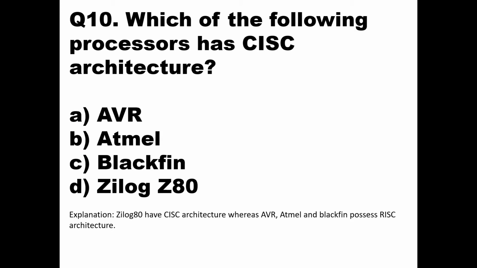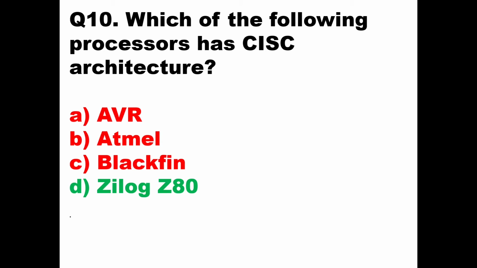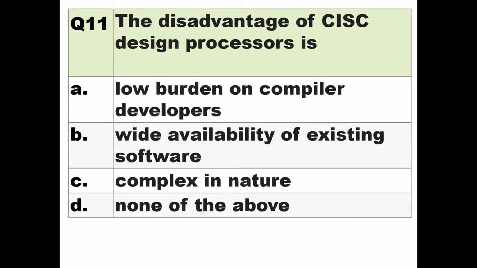Which of the following processors has CISC complex instruction set architecture? The options are AVR, Atmel, Blackfin, and Zilog Z80. Out of these, the first 3, AVR, Atmel, Blackfin, are based on RISC architecture. Whereas the last option, Zilog Z80, is the only one of these 4 which has CISC architecture. So here the option will be D, Zilog Z80. Clear? Then we'll go to the next question, question number 11.